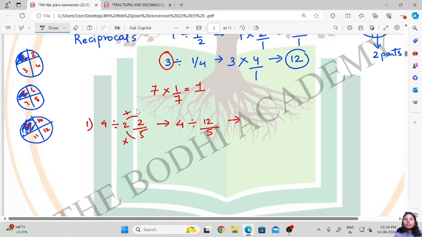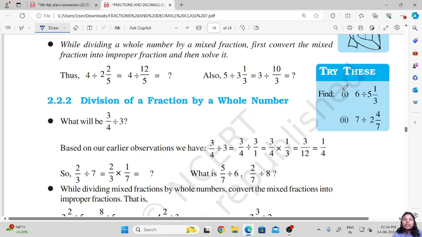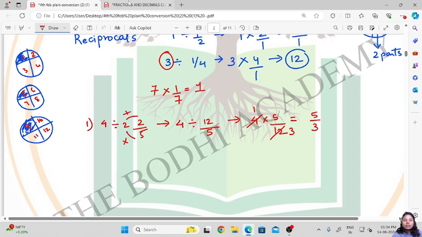So then next we'll take out the reciprocal. So 4 into 5 by 12. So now we can cancel this out. Say 4 1s are 4, 4 3s are 12. So our answer will be 5 by 3 here. Okay. Similarly, we can solve this one and find the answer.